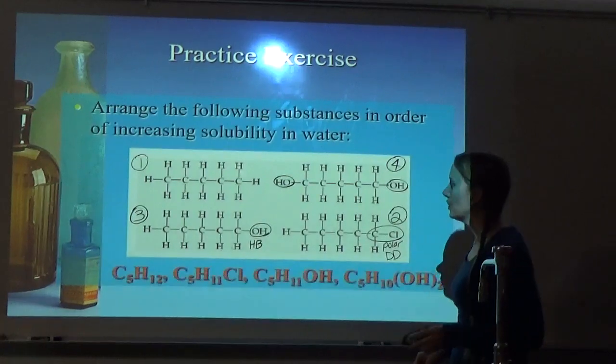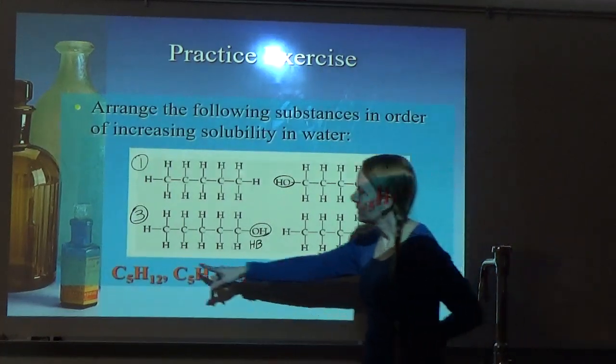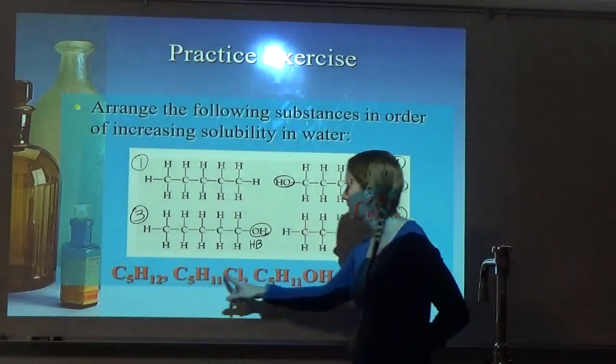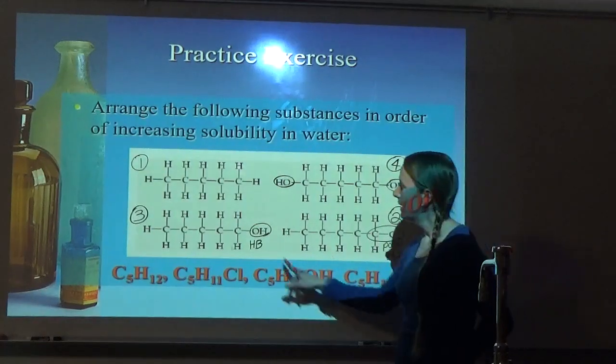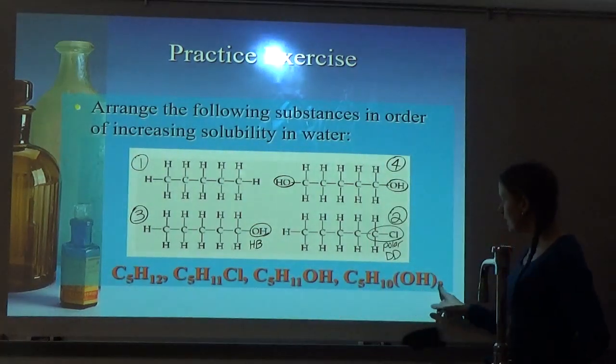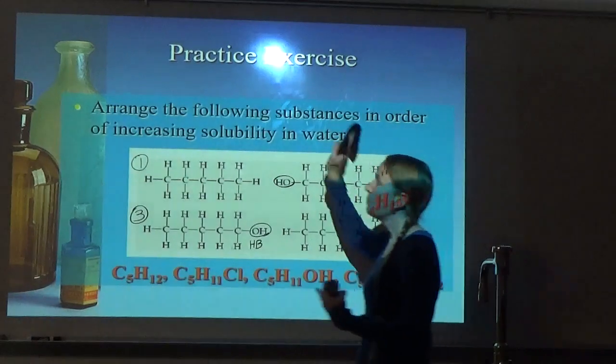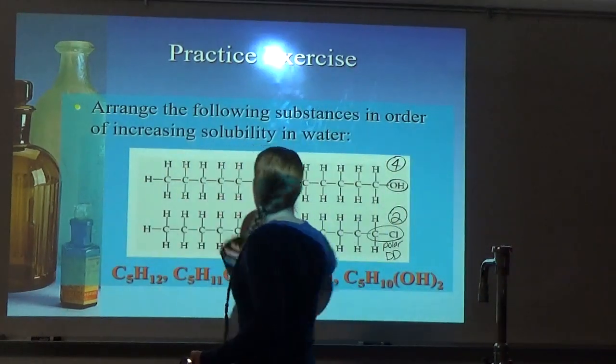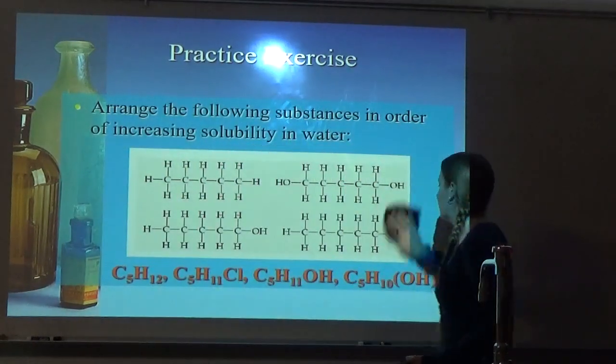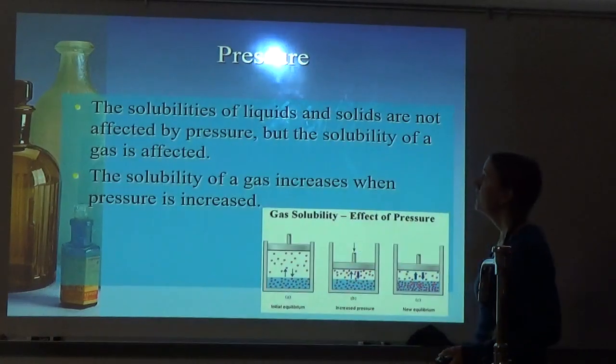So if you look, I put my order down here. We start with our C5H12, next is the one with the Cl, next is the one with the OH, and last is the one with the 2 OHs. So the more polar portions a molecule has, the more soluble it will be in something that is polar.